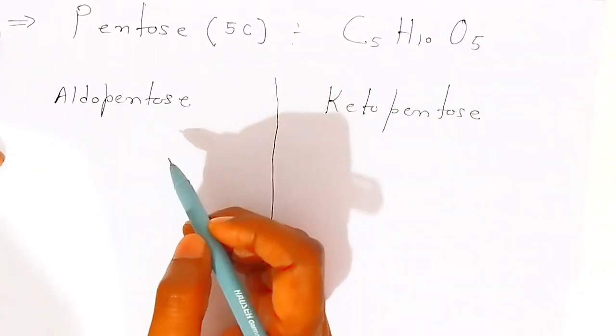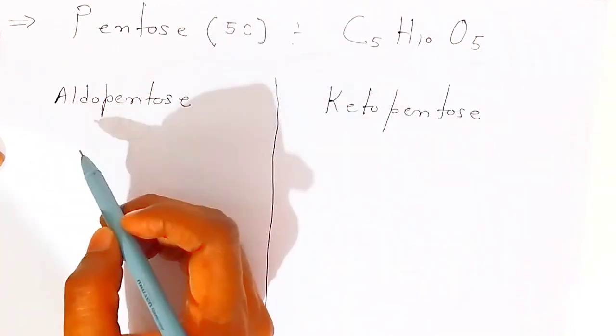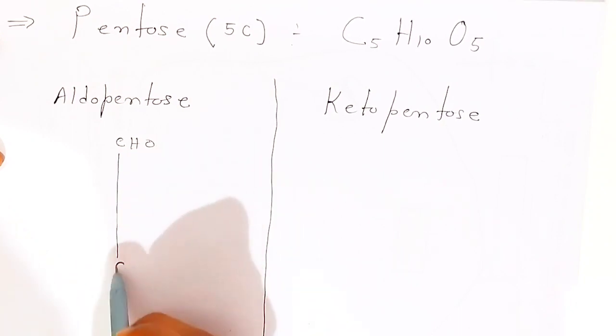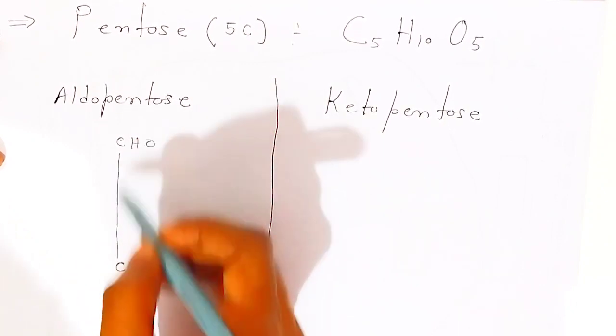Okay students, now we are going to draw the structure students. This is the molecular formula. Now structure formula you have to draw like this. This is aldehyde group. Okay students, now 2 carbon I have already drawn.